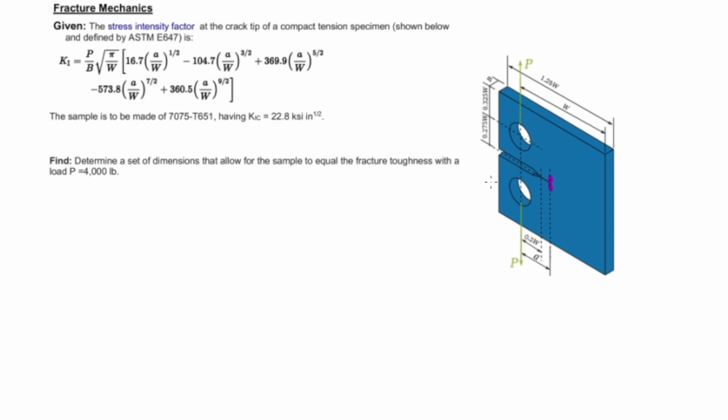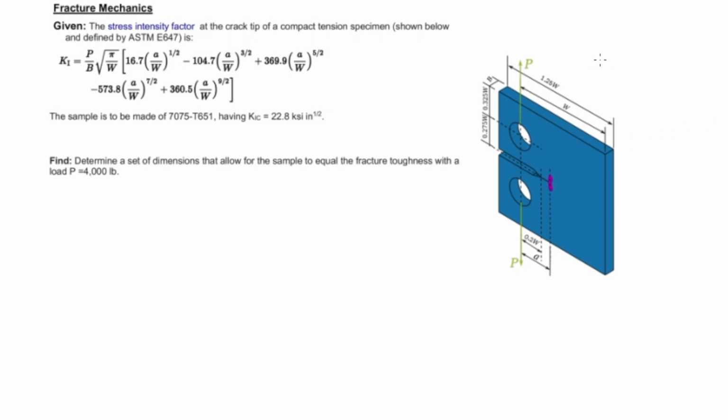In this problem, we're asked to design a compact tension specimen. Compact tension specimens are used to determine fatigue properties or fracture properties of materials. ASTM's standard E647 provides some guidelines for geometry of such a compact tension specimen. It doesn't give exact dimensions, but it gives ratios of dimensions.